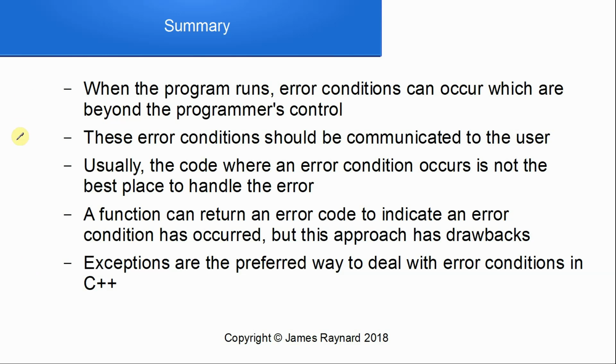These error conditions need to be resolved. Usually this involves communicating to the user in some way or another. When we write code which communicates with the user, it should probably not go in the place where the error condition occurs. We need to pass the error condition from the place where the function occurs to the place that handles it. We can do this by returning an error code to indicate the error condition, but there are quite a lot of drawbacks to that. So in C++, we usually use exceptions to handle error conditions.